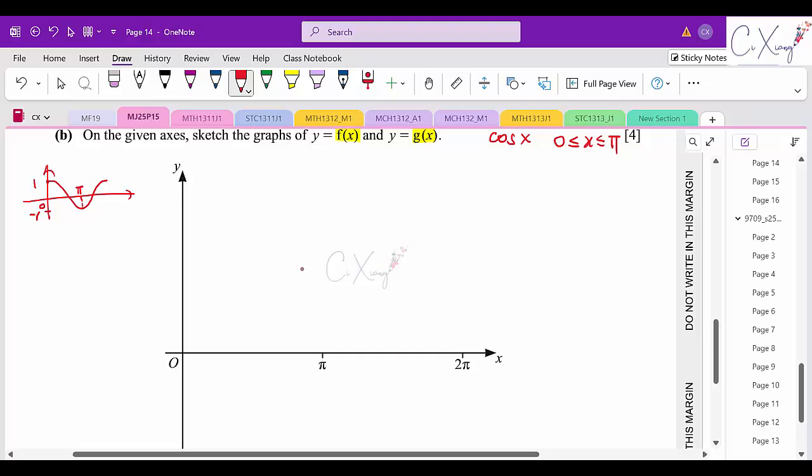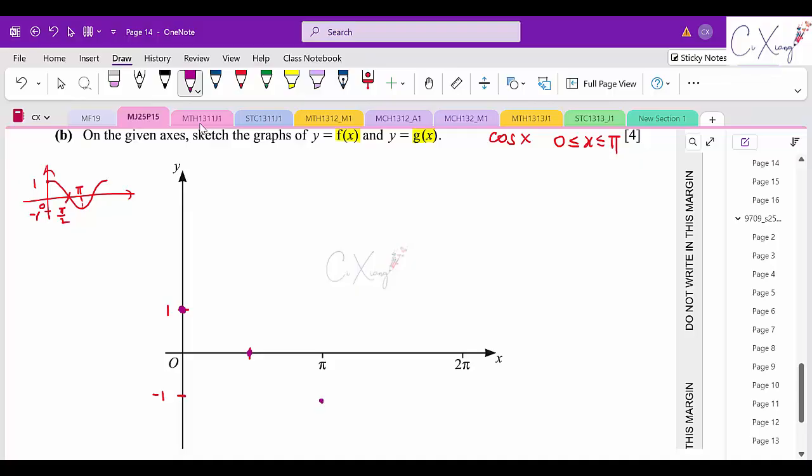Maybe I label this as a 1, then this one is a -1. It will pass through the x-axis at pi over 2. So maybe in between I label a pi over 2 here. This is a pi over 2. Then we want to plot the diagram. It will look something like this. You're having a maximum point, then x-axis, then minimum point at x equals to pi and also y equals to -1. So you try to join them together. This is basically how your cos graph looks like. So don't forget to label them where this is f(x) equals to cos x.